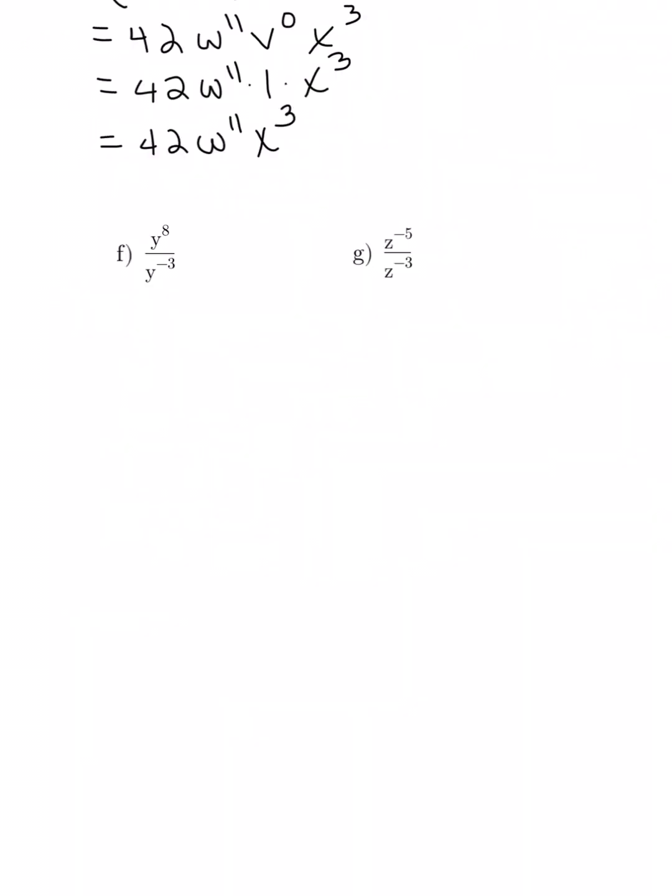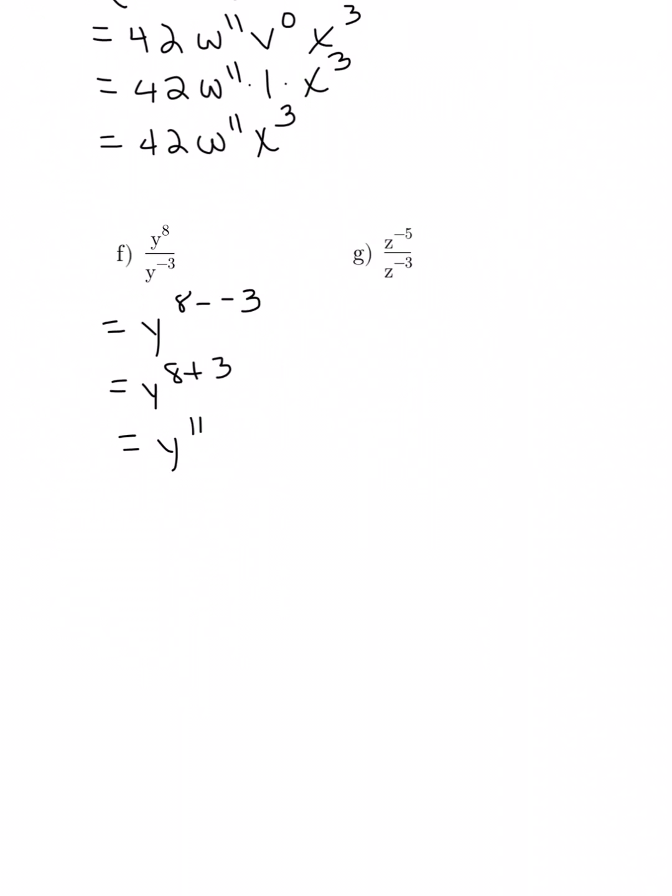Examples F and G are both using the quotient rule. We have an expression of y to the 8th over y to the negative 3 on example F. The quotient rule tells us to leave the base the same and take the power of the numerator minus the power of the denominator. So we would have 8 minus negative 3. But that becomes 8 plus 3, so our final answer would be y to the 11th.